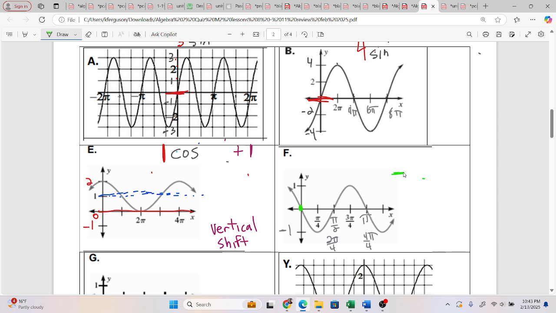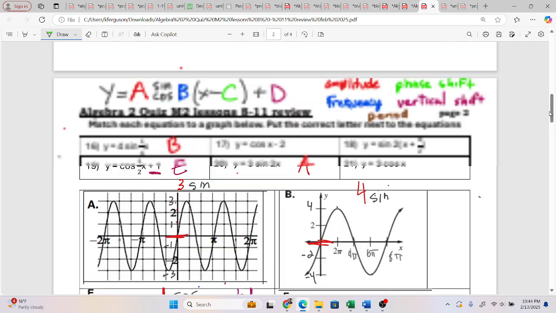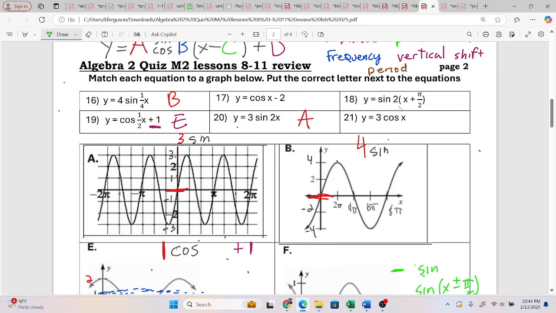Either there's a negative in front of the sine function, or it has a phase shift of, say, it moved forward or backward 2 pi. So either that, or we got sine of x plus or minus pi over 2. There's only one graph or equation up here with a phase shift. So that's got to be F. So I can stop right there.